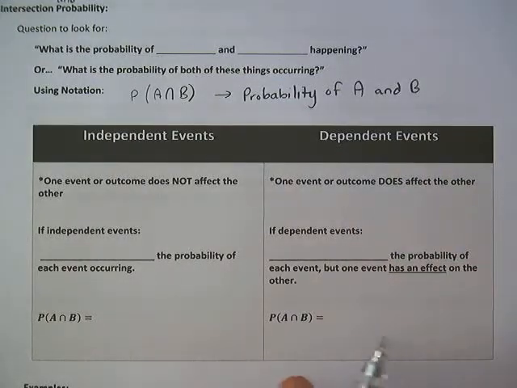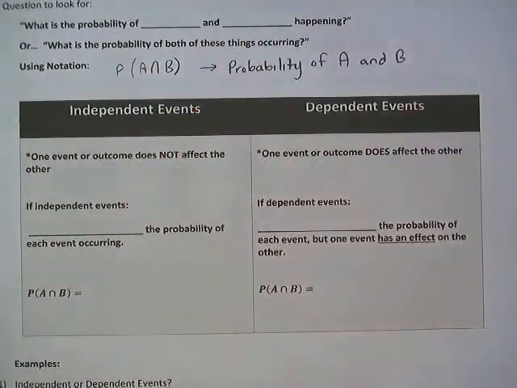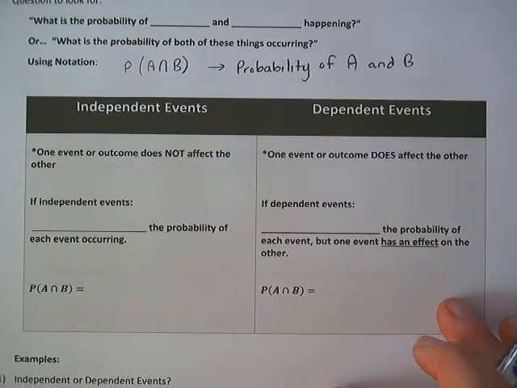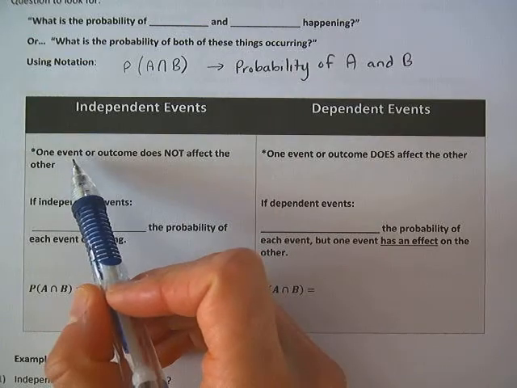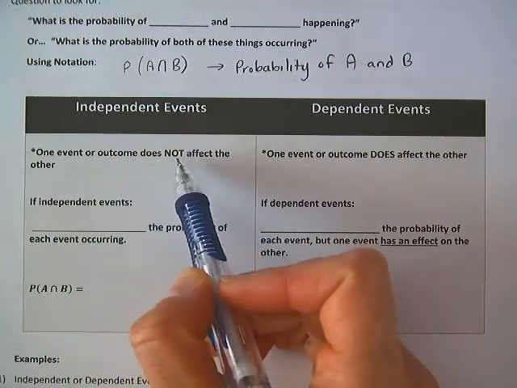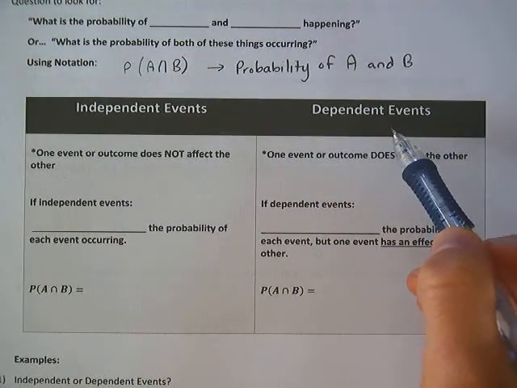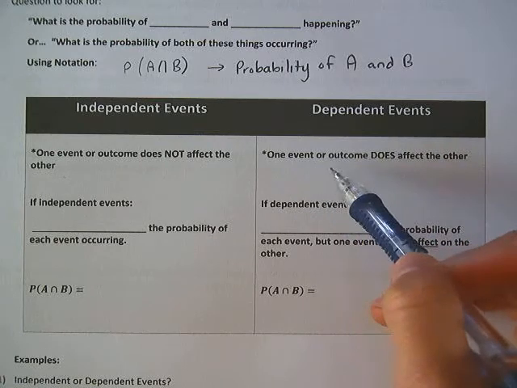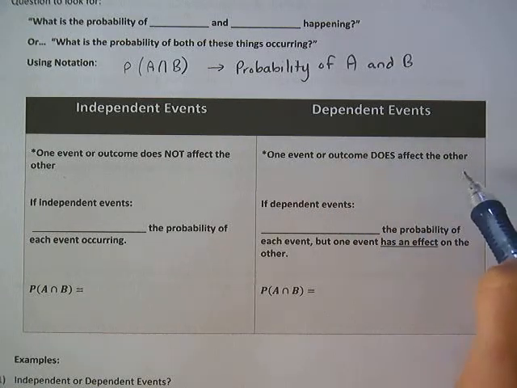So before we actually work on solving problems with these, we're going to talk about what the difference is, all right? So independent events are events where one event or the outcome of one event actually does not affect the other one. And then dependent events is where one event or outcome of one of the events does affect the other.